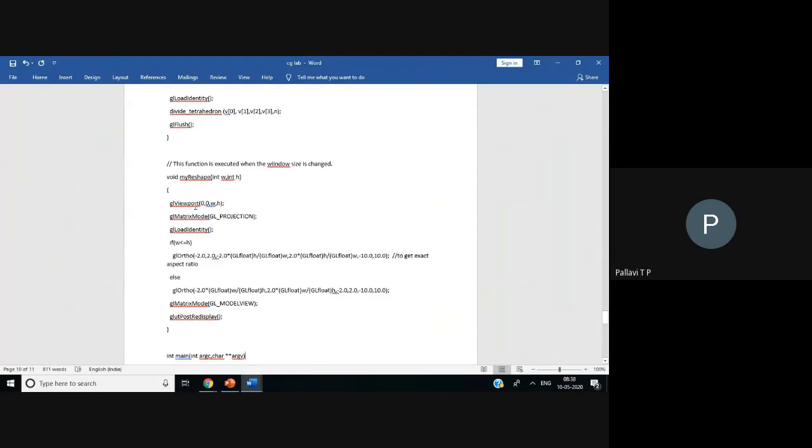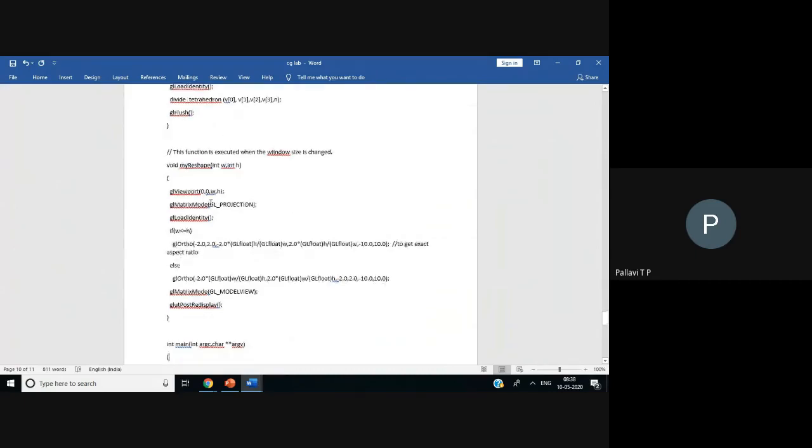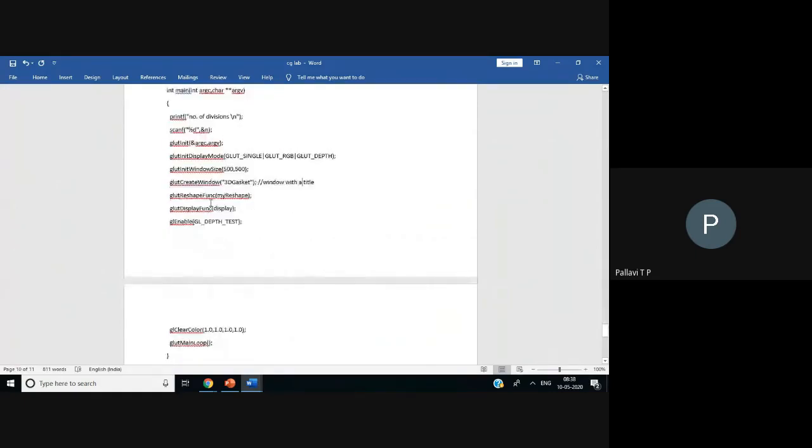So viewport is also given. If you want to clip a particular image, then that should be represented as viewport, and the matrix mode, load identity. Then again, we end up with the main function, that is int main.